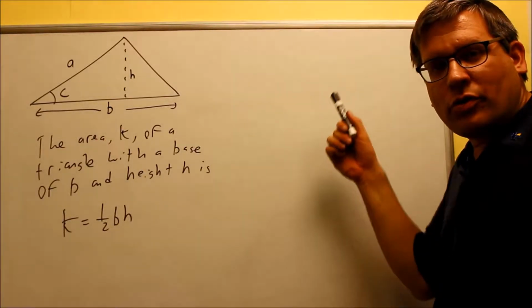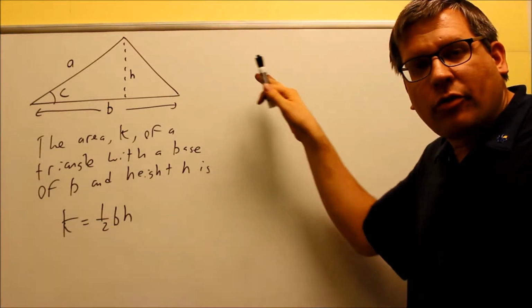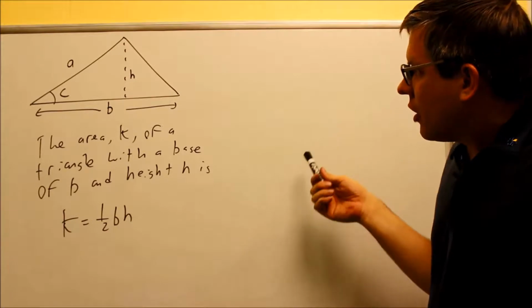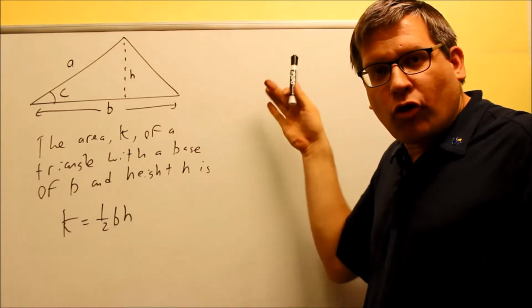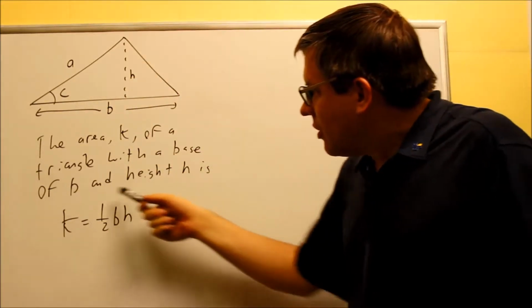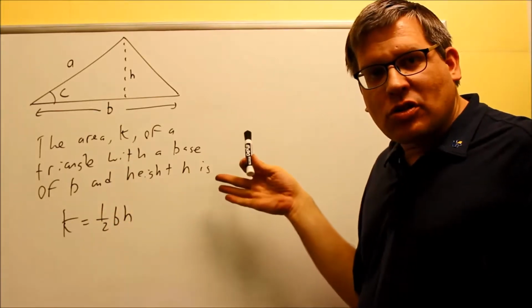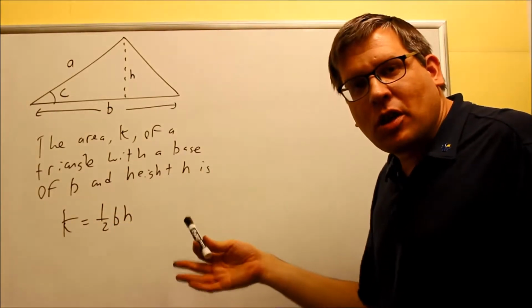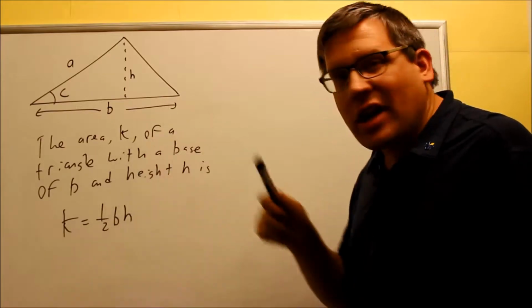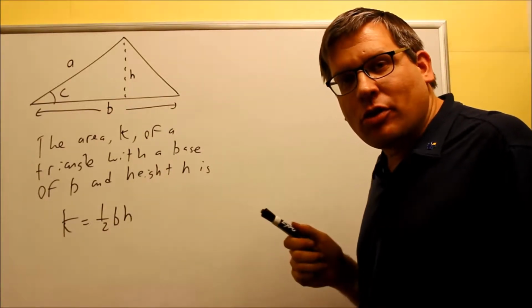Okay, this section is talking about the area of a triangle. So you might have seen the area of a triangle formula before in geometry class. It looks like this. In this particular section, with the textbook I'm using to make this video, it refers to the area as K, so that's what we're going to use here.